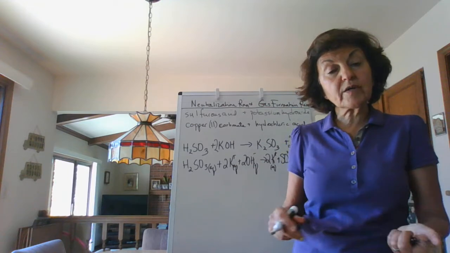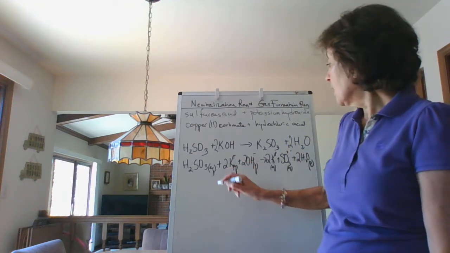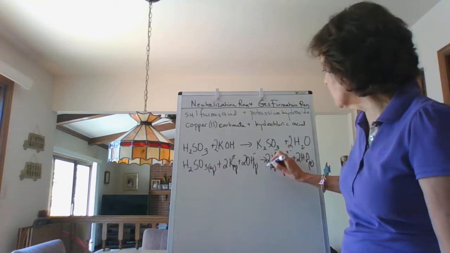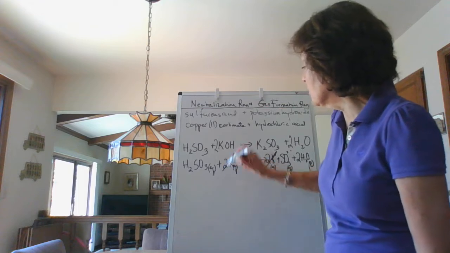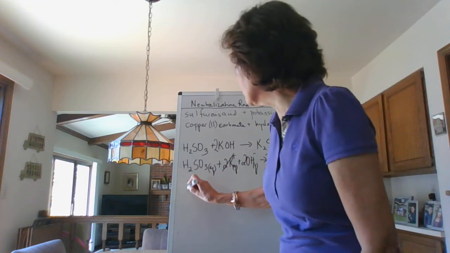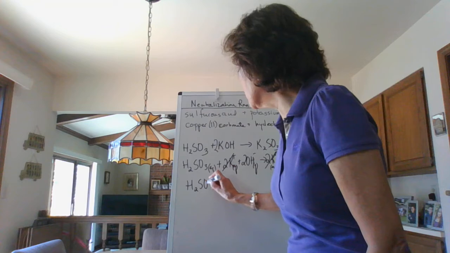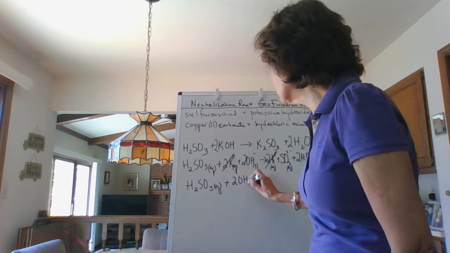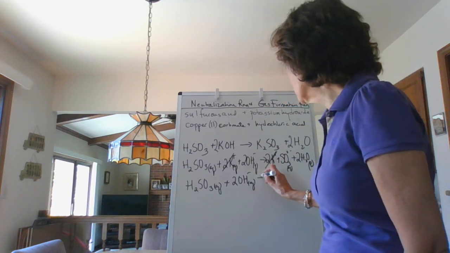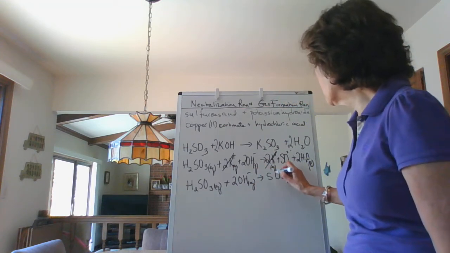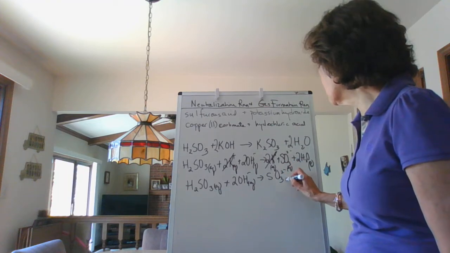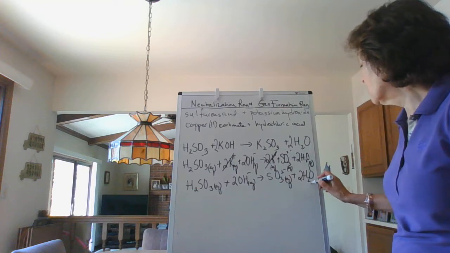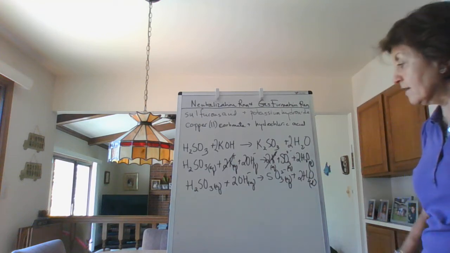How do I turn it into a net ionic? Anything that appears on this side and this side exactly the same, you cancel. So you cancel the 2 potassiums with the 2 potassiums. You rewrite this, and it's H2SO3 aqueous plus 2OH minus aqueous will give you SO3 2 minus aqueous plus 2H2O liquid. Okay, there you go.